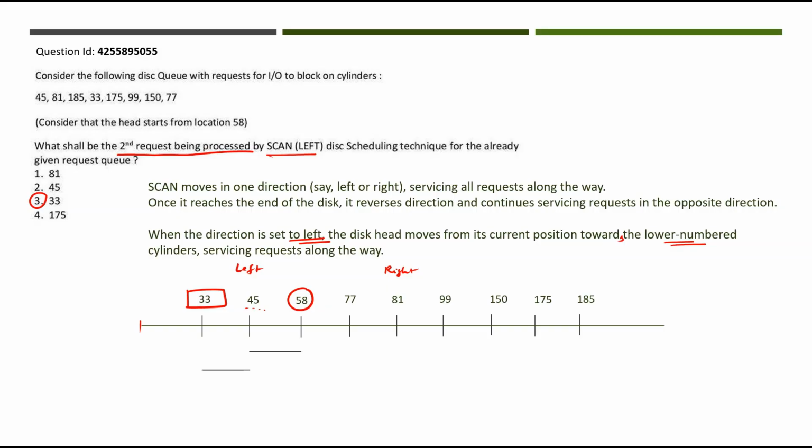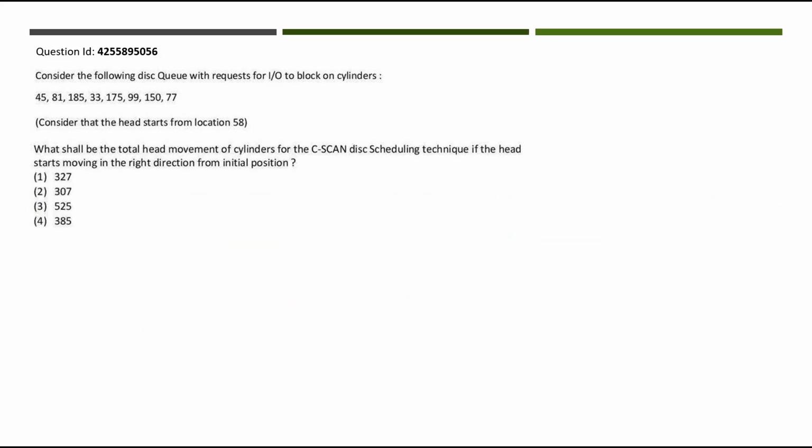There are already previous year question papers that explain the scan algorithm better. So for this question alone, I am just giving you the answer. Next question. What shall be the total head movement of cylinders for the C-SCAN disk scheduling technique if the head starts moving in the right direction from the initial position?